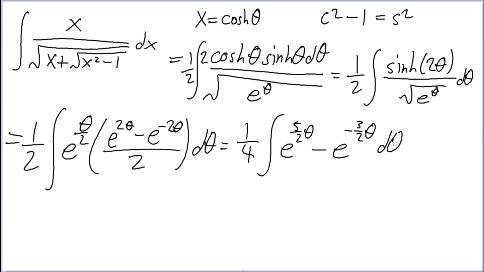Okay. So it's just this. And then we just go ahead and integrate. We just straight up integrate this. 1/4, and then this would be 2/5 of e to the 5 halves. Theta is inverse cosh.